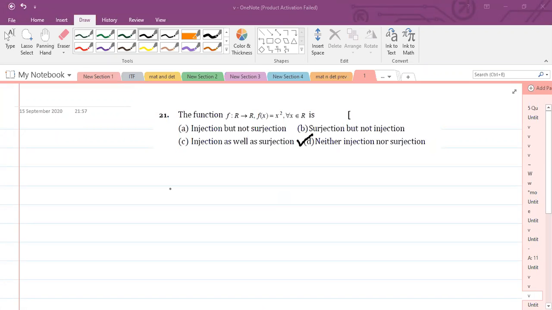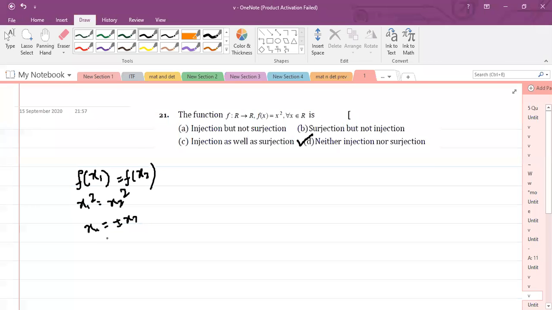So the first technique is f(x1). In fact, I will explain it in four different techniques. f(x1) is equal to f(x2), then x1 square is equal to x2 square. So x1 is equal to plus or minus x2. Not only x1 is equal to x2, but x1 is equal to plus or minus x2. Therefore, it is not one-one.